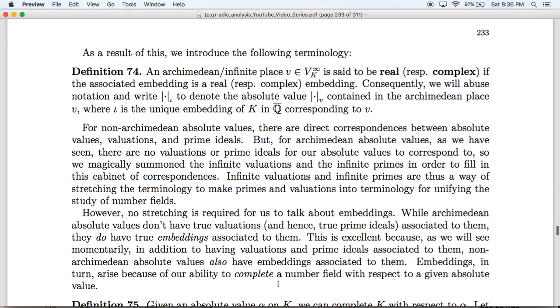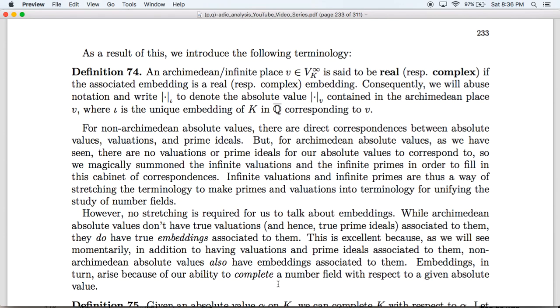However, as I said, no stretching is required for us to talk about embeddings. While Archimedean absolute values don't have true valuations or prime ideals associated to them, they do have true embeddings associated to them. And this is excellent because non-Archimedean absolute values also have embeddings associated to them. Embeddings, in our turn, are nice because they are connected to the idea of completing a number field.